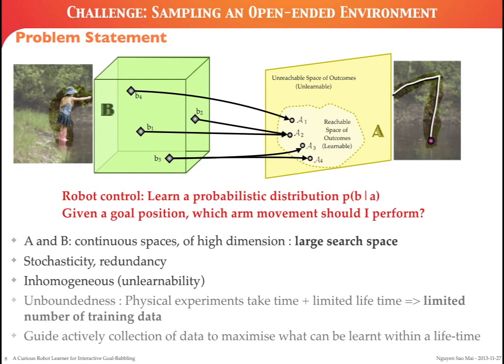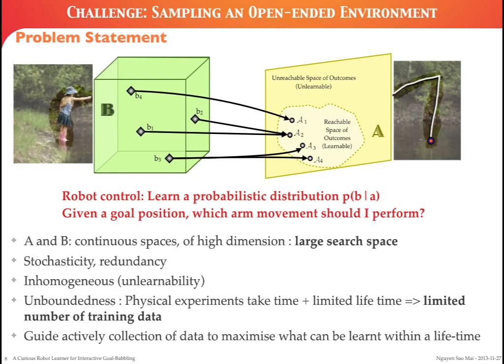For instance, if you're in front of a lake and you are fishing, then you can only reach areas that are around you, and points that are 2 kilometers far away you can never reach with your fishing rod. The same way, you have problems of unboundedness, meaning that you have a limited number of training data only, because you have a limited lifetime, and to learn you have to make physical experiments, and each experiment takes time. Therefore, guiding activity data collection can maximize what can be learned within a lifetime.